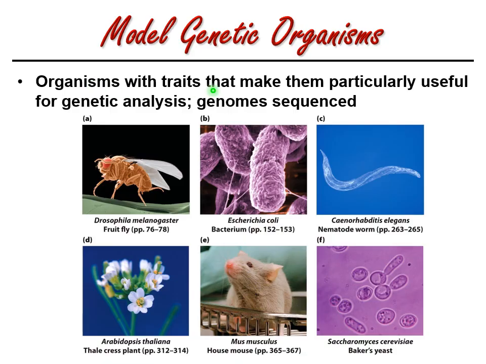And so organisms with traits that make them particularly useful for genetic analysis, I should say, those would be model genetic organisms. And so number one, in today's day and age, we want to make sure that we've had the genome sequenced. So all of these organisms have had their genome sequenced for quite a while now. I think I may have mentioned that C. elegans was the first animal to actually have its genome sequenced. But it's not just that they have to have their genome sequenced. There's more to it than that.